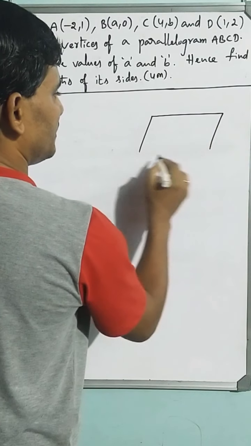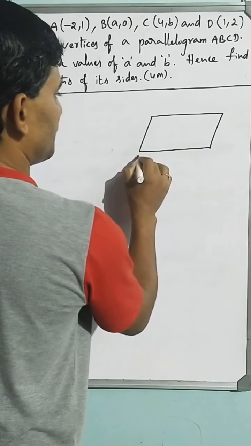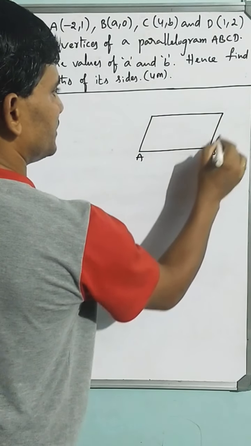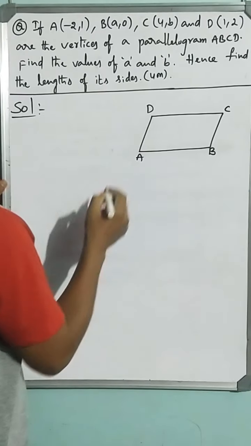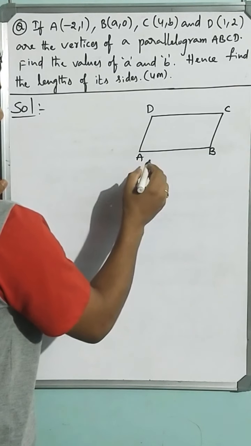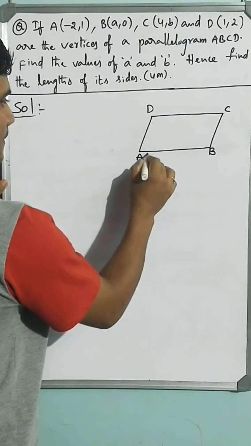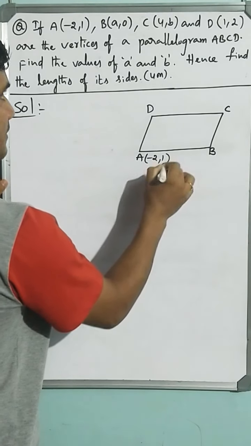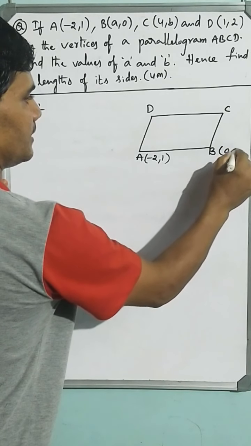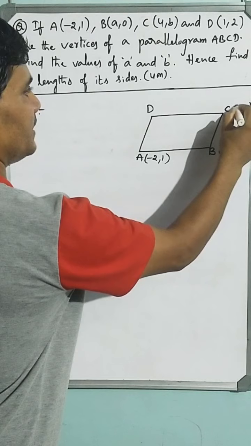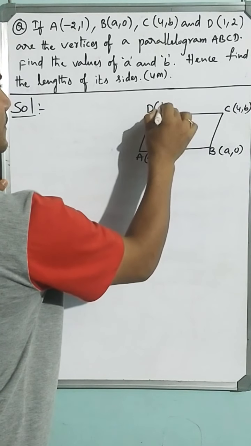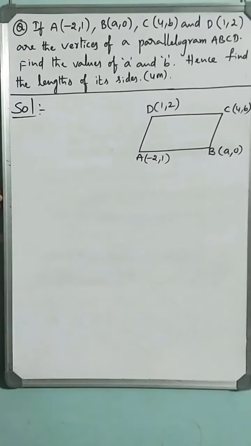Let me draw the figure of parallelogram which will give you some idea. Let ABCD be a parallelogram where the vertices are A(-2, 1), B(a, 0), C(4, b), D(1, 2).